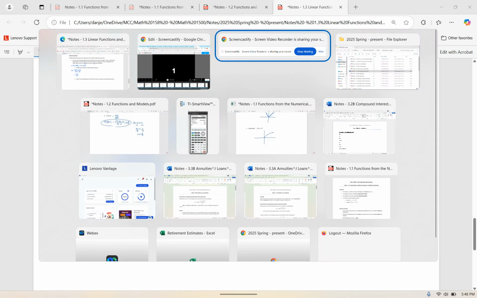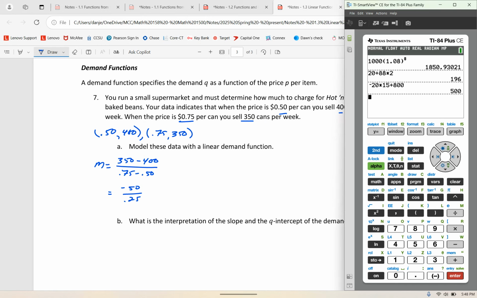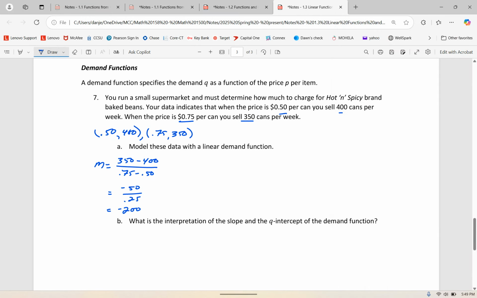Let's find our calculator. Negative 50 divided by 0.25 is negative 200. Now that's negative 200 over 1. That means for every $1, because 0.5 is 50 cents, 1 would be $1. Every $1 I increase the price, my demand is going to decrease by 200.